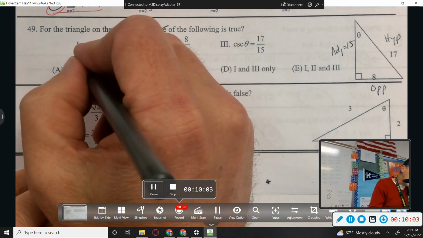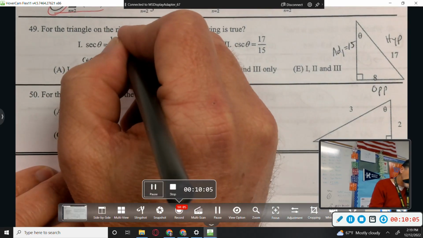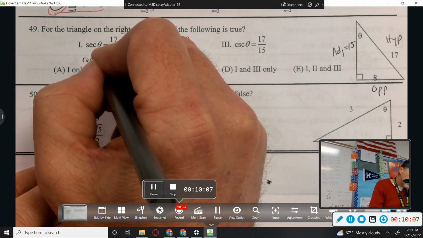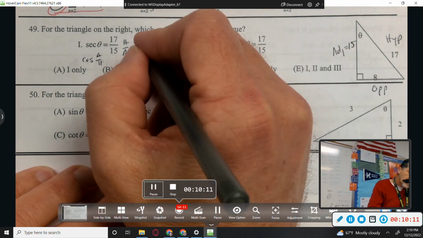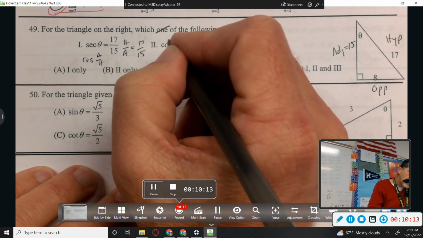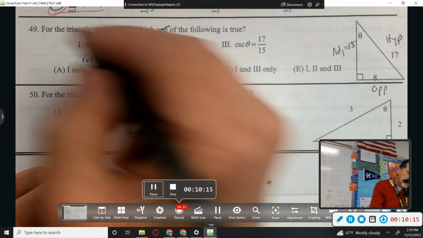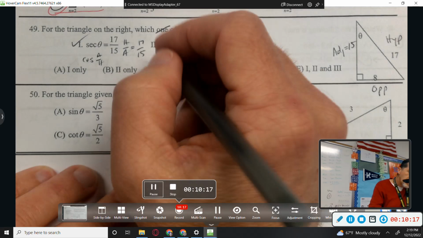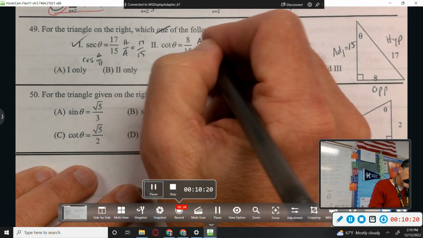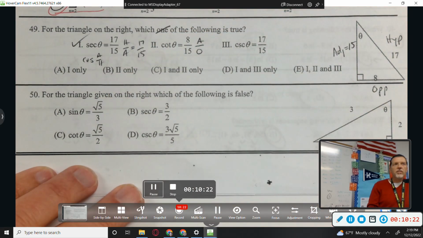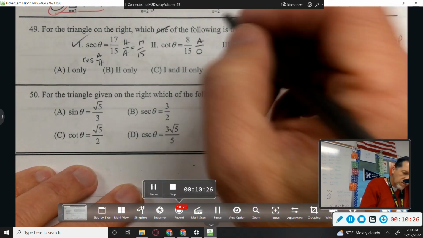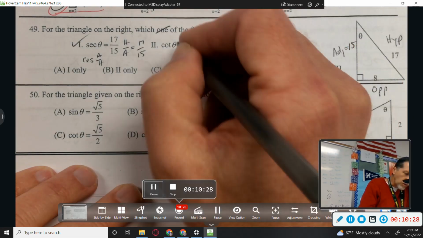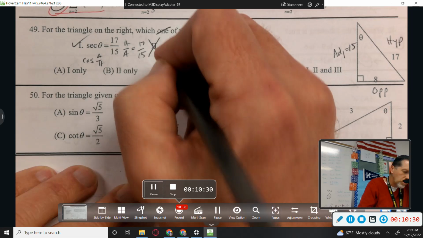So let's see, secant goes with cosine, so that should be h over a, 17 over 15, so that one's right. Cotangent is the flip of tangent. Adjacent over opposite is 15 over 8. Whoops, that one's not right. So number 2 is not right.